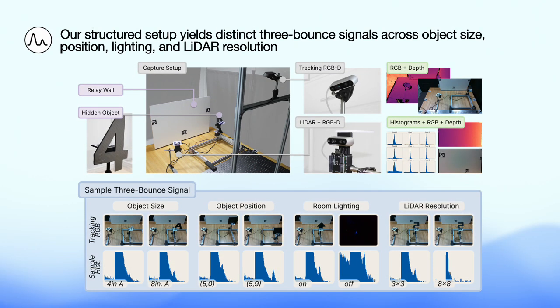Our controlled capture setup allows us to isolate how different capture variables affect the signal. We show examples of 3-bounce peaks in captured histograms in the bottom row. These 3-bounce peaks vary notably with object shape, size, position, and lighting.